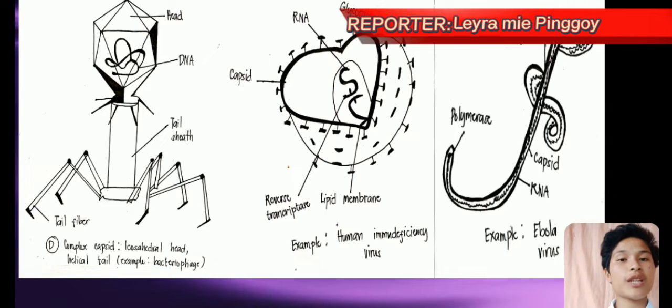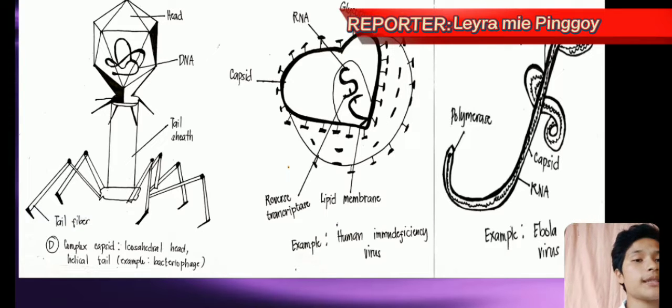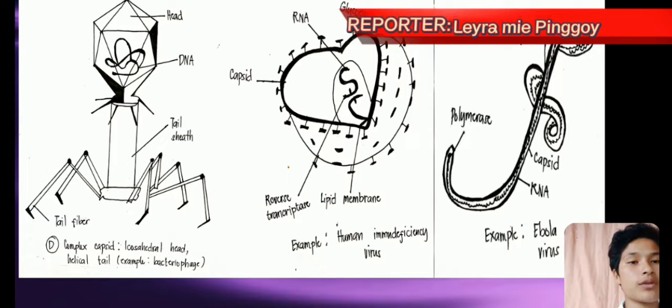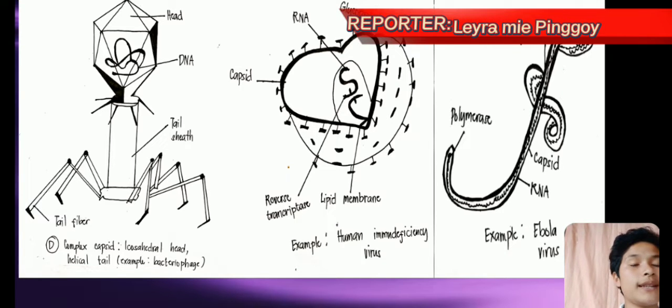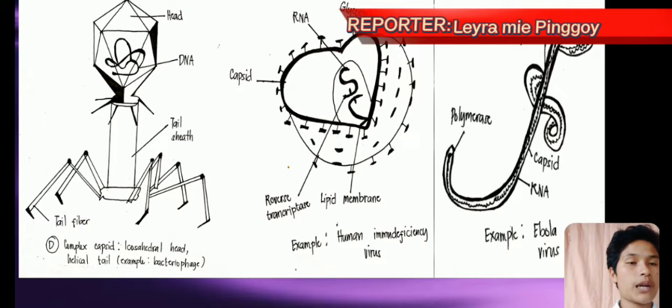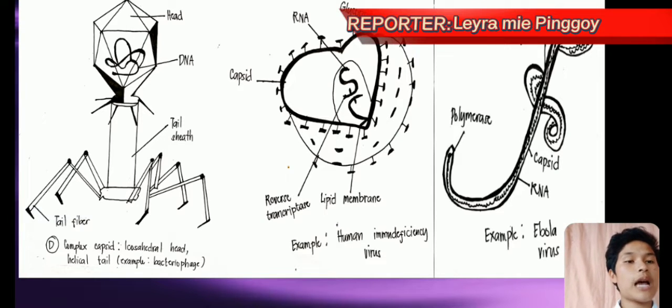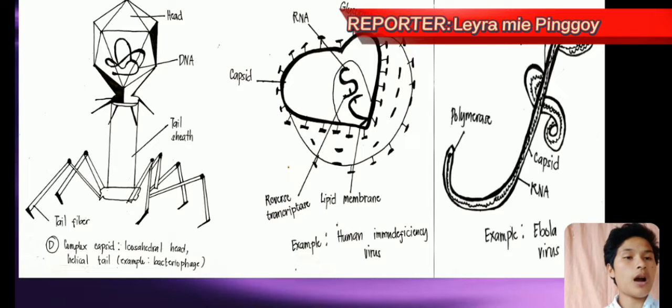It has a tail sheath, and the legs are tail fibers that look like spider legs. Next example is the human immunodeficiency virus. HIV is composed of glycoproteins, RNA, capsid, reverse transcriptase, and a lipid membrane. Next example is the Ebola virus. The Ebola virus has polymerase, a lipid membrane, a capsid, and the RNA.